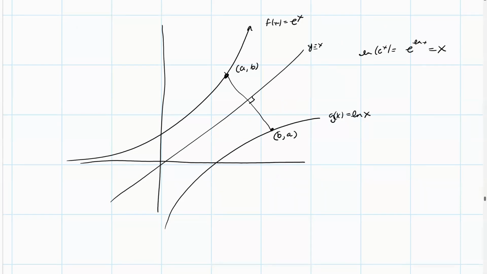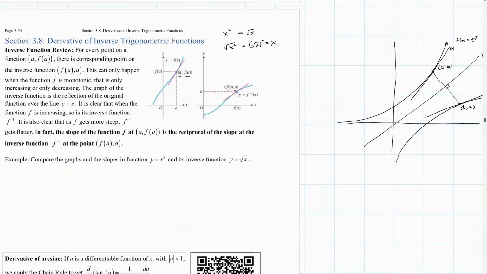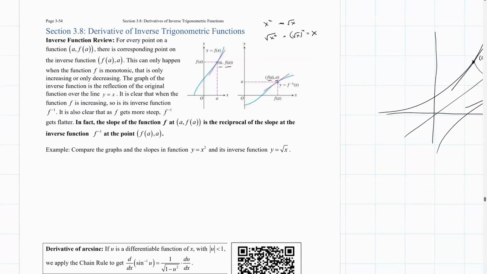Now, one of the other very interesting things about inverse functions is this: if you take the slope of the tangent line at (a, b), let's call it slope m, then at the corresponding point, it's going to be 1 over m. It's always the reciprocal. No changes of sign, nothing that would make it a normal or a perpendicular, just the reciprocal. All right, let's see that idea in action for this particular example.